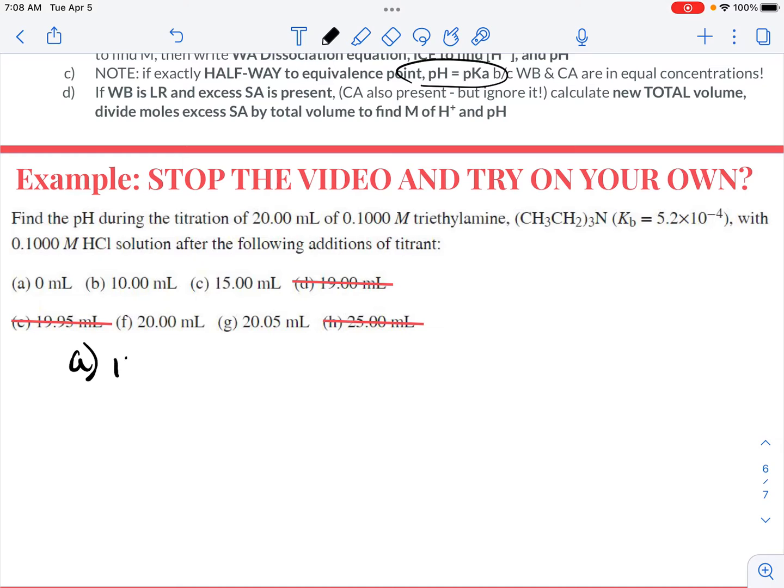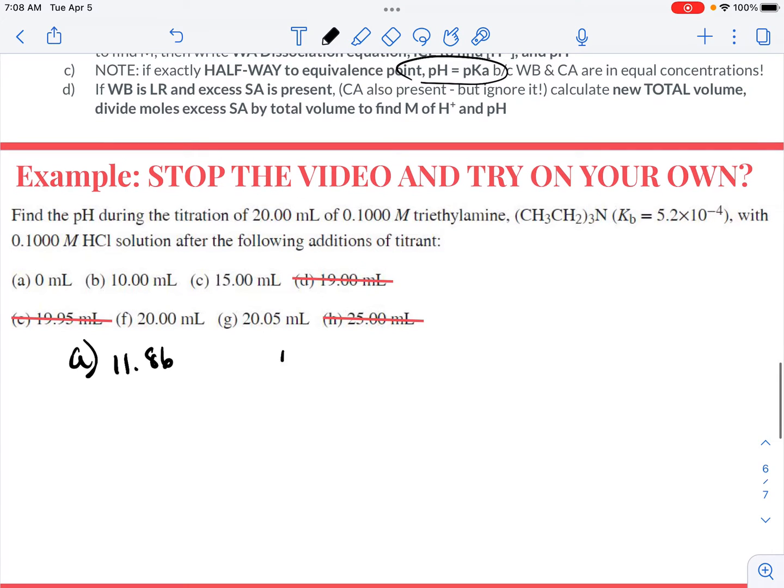The answer to A is 11.86. The answer to B has a pH of 10.72. C has a pH of 10.24. F has a pH of 6.01. And G has a pH of 3.9.